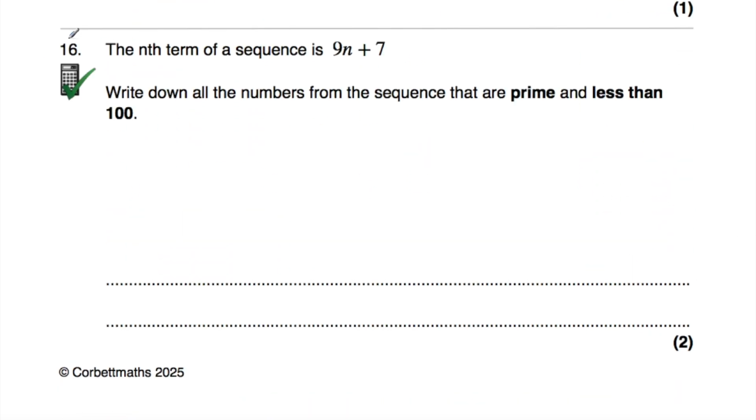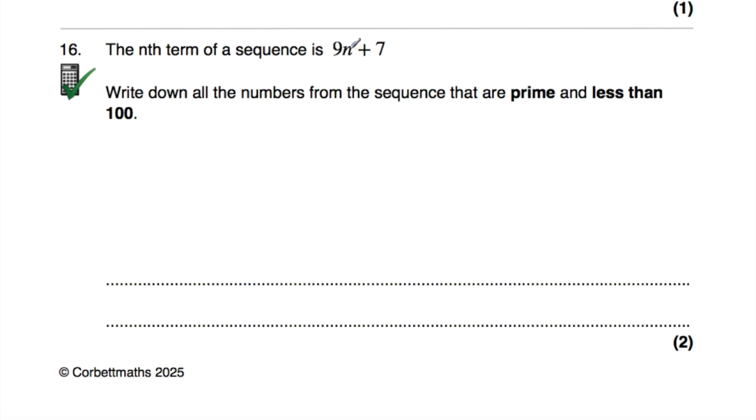And that's it. Okay, let's have a look at our next question, question number 16. So question number 16 says the nth term of a sequence is 9n plus 7. And we've been asked to write down all the numbers from the sequence that are prime and less than 100. So what I'm going to do here is, well, because we know that the numbers that we're looking for are less than 100, let's generate all the terms in the sequence that are less than 100. So let's find the first term, second term, third term, and so on, until we get to the last term in the sequence that's less than 100. And then we can select the prime numbers from that list.